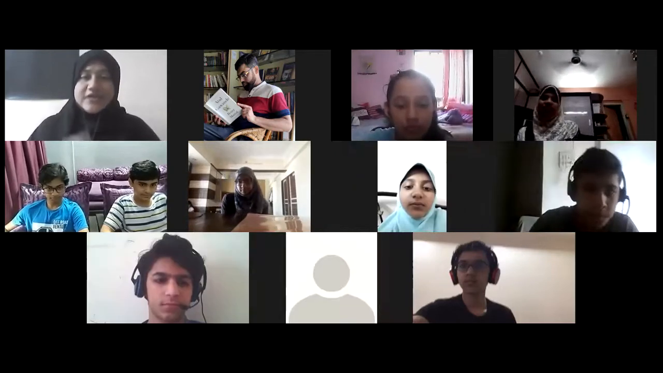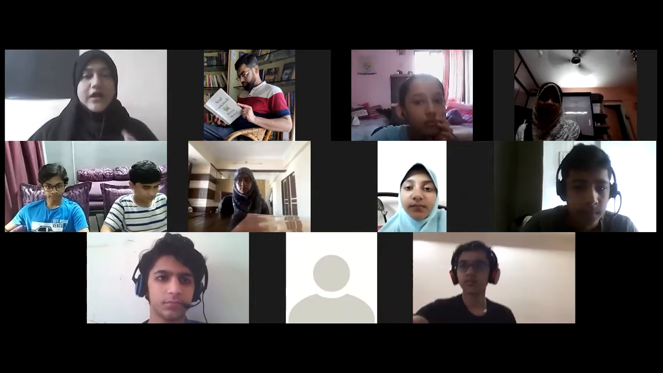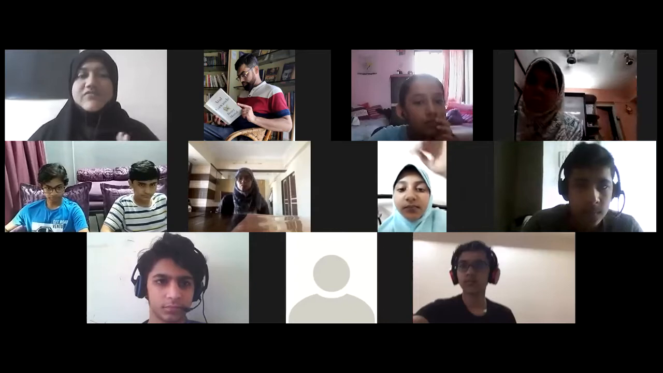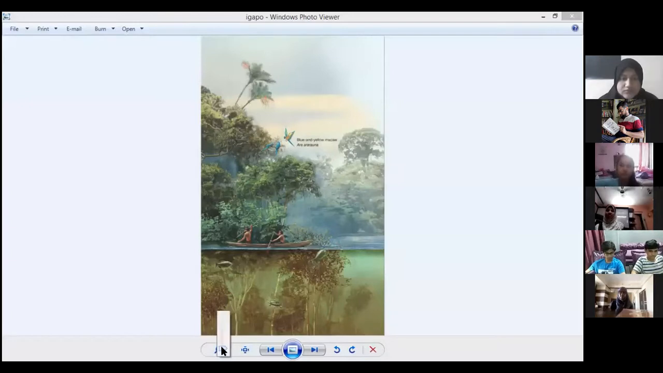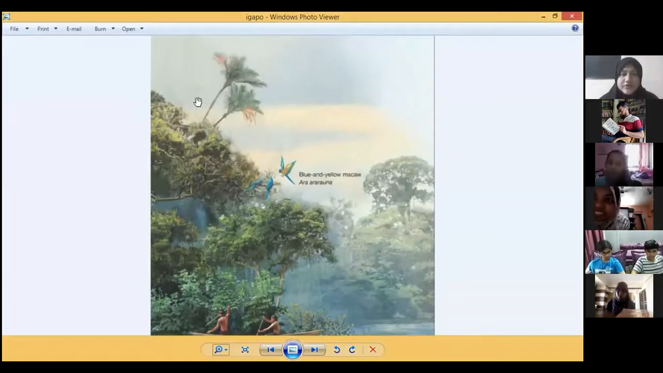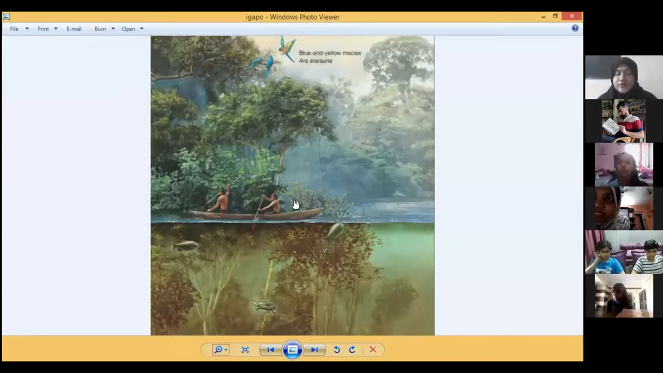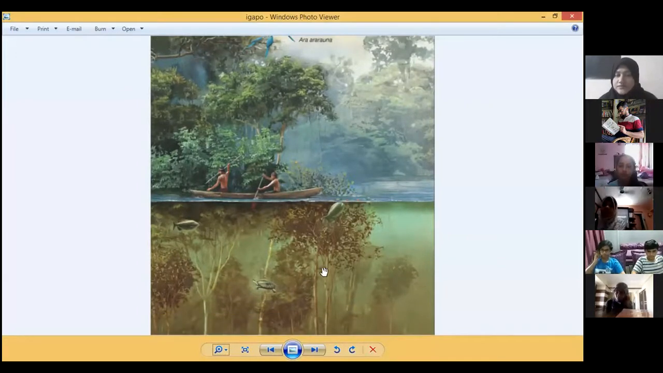Igapo, I-G-A-P-O. Now, I will share my screen with you. And here is a picture of how the forest looks when it gets flooded. Can you see? Okay, I'll zoom in a little. So this above is the Amazon rainforest. You can see a blue and yellow macaw, and there are fishermen over here. And you see this part? These are the trees. That's the land of the Amazon forest. Ma'am, is there a piranha inside it? That's not a piranha. That's another type of fish that we will learn about.